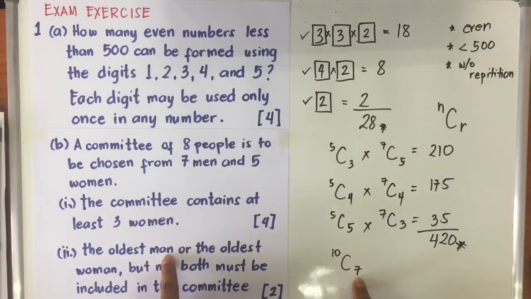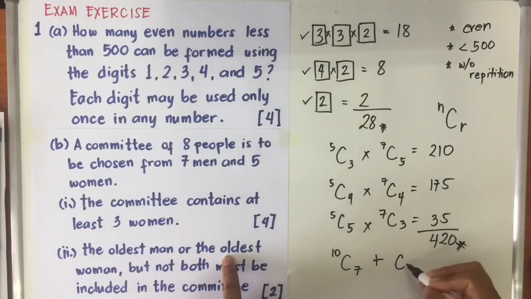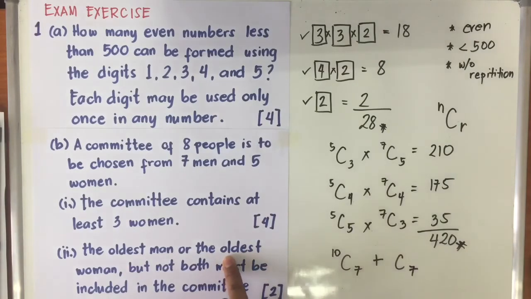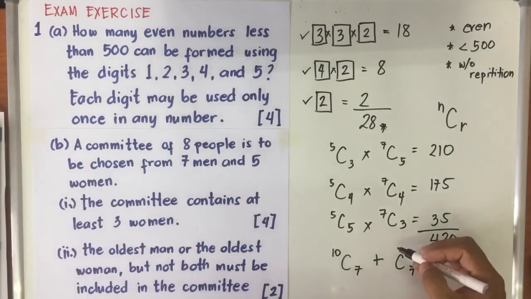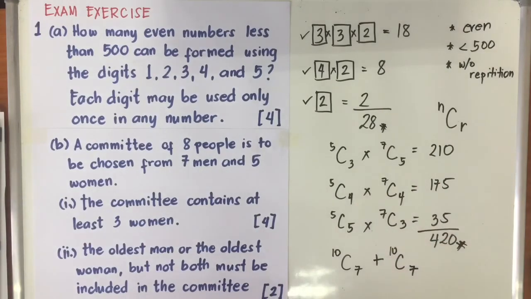Next, I will add this with the other situation. What's the other situation? The other situation is if I select the oldest woman. If I select the oldest woman, I will be left with 7 slots. But remember that I cannot select the oldest man because they should not both be in the committee. So I will be having 10 choices.